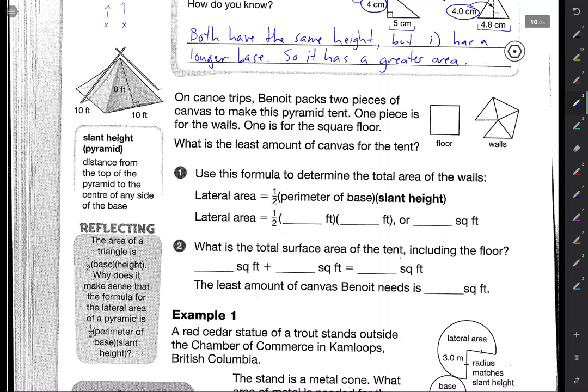So in order to find that out, we need to figure out the surface area of this tent. So in step number 1 here, we're going to use this formula to determine the total area of the walls. So remember, the area that does not include the base or the top of it, but this one will only have the base since it's a pyramid, that is called the lateral area. So that's only the walls that we're looking at.